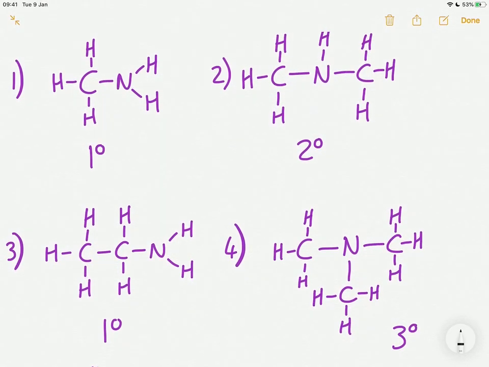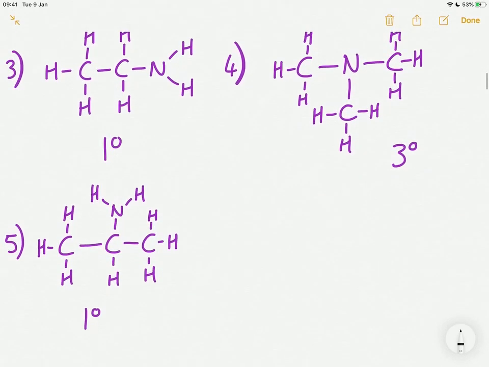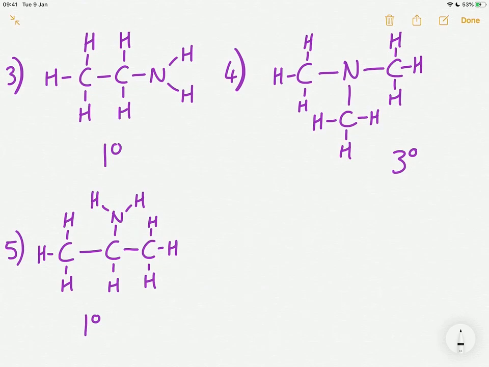Ethylamine, number 3, is a primary amine. Trimethylamine is a tertiary amine. So hopefully you found those relatively straightforward. And then finally, propan-2-amine, or 2-aminopropane, as you sometimes see it called, number 5, is a primary amine because the nitrogen is only attached to one carbon atom. But it looks a little strange. It's there to trick you into saying it's a secondary amine. Because if it was an alcohol, for example, the rule about how you classify it would be different. It would be to do with how many carbons the carbon atom that the OH is attached to is bonded to.